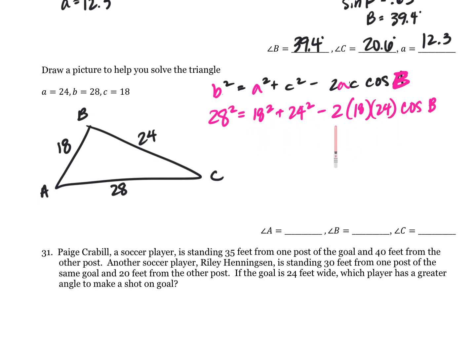Why do I have beef with that? You have to subtract the 18 and 24, then divide. I'm going to show you this way longer, but you do not need to show these steps once you understand. Like that 28 squared is 784. 18 squared is 324. That 24 squared is 576. And then if I did 2 times 18 times 24, that gets me 864 cosine of B.